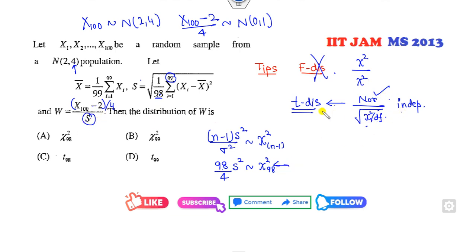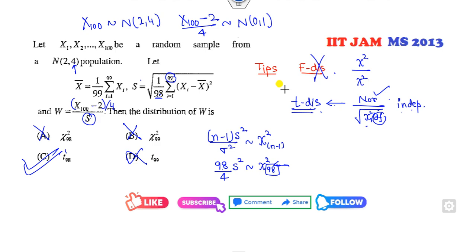Fine. So definitely it will be my T square. Now the only question that arises is, what is the degree of freedom? The degree of freedom will be here. This is 98. So this option is cancelled. This one is the correct option of this example.